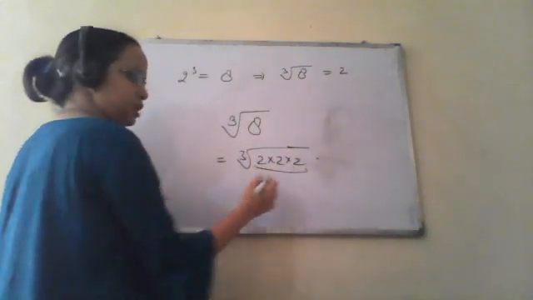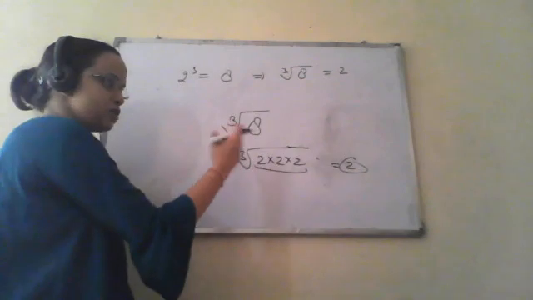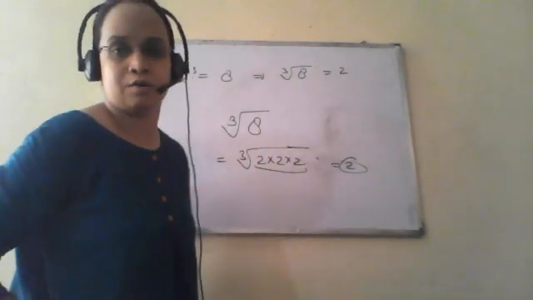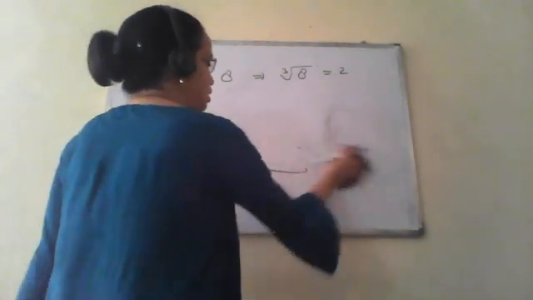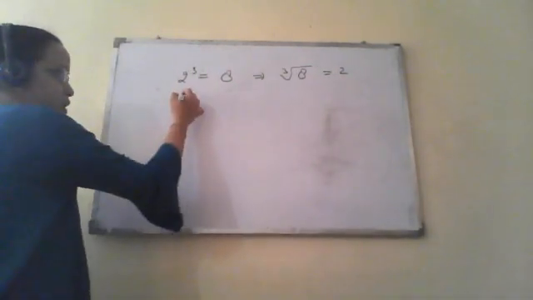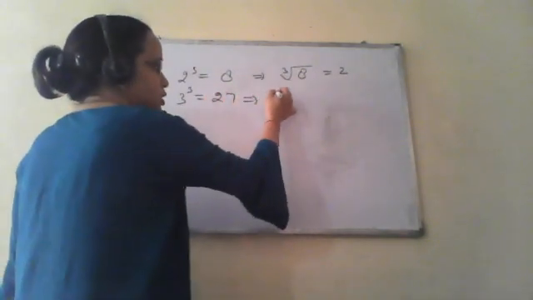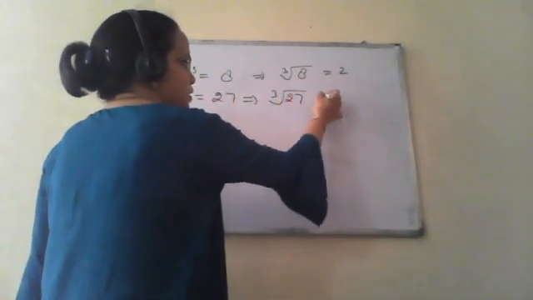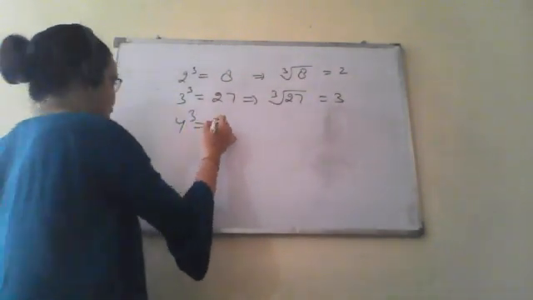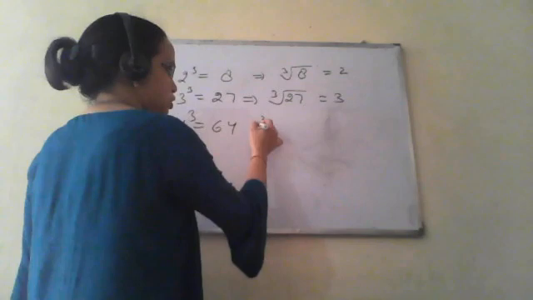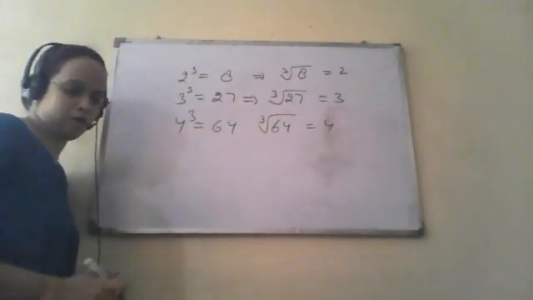So from a triplet of 3, we are taking just one 2 out. This indicates that from a triplet, or a set of 3, we have to take one number out. So this is the cube root. If the cube of 3 is 27, then the cube root of 27 is 3. If the cube of 4 is 64, then the cube root of 64 is 4. So this is basically the sign of cube root.